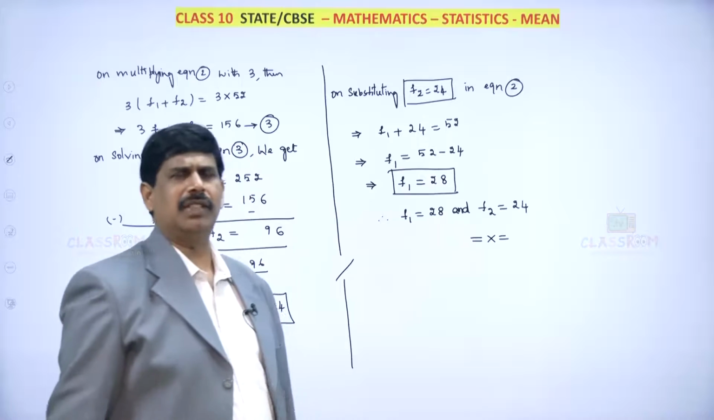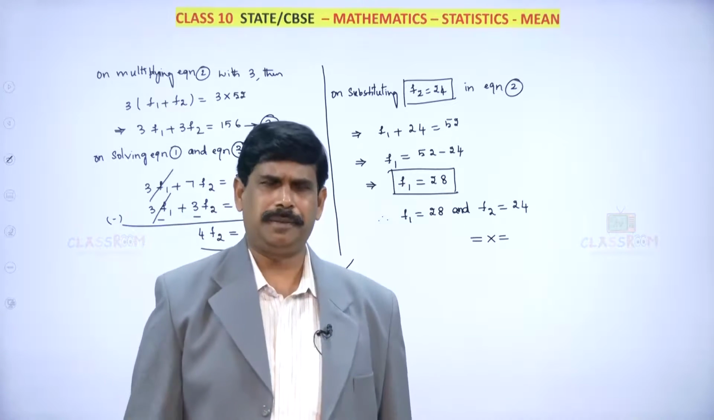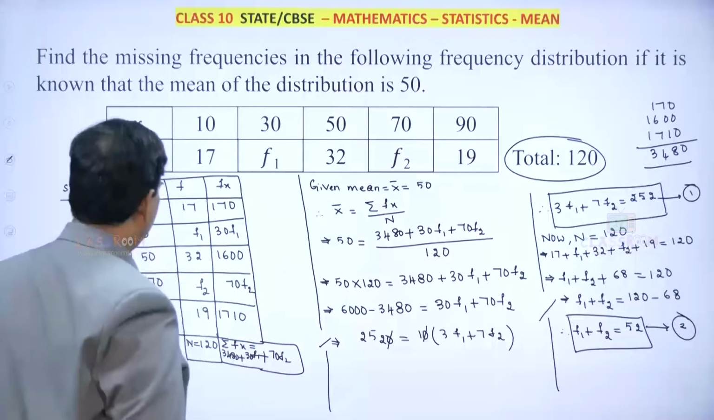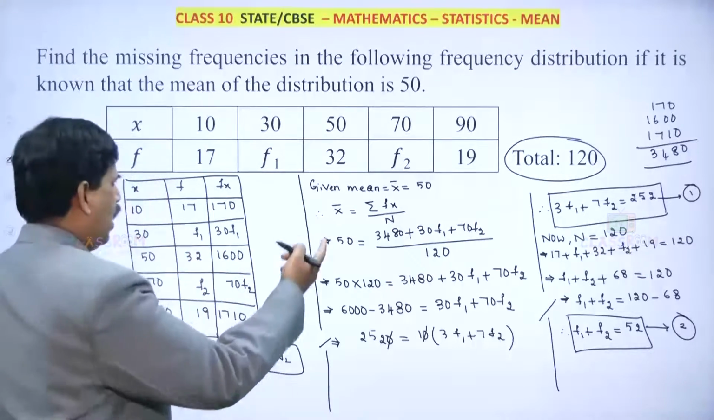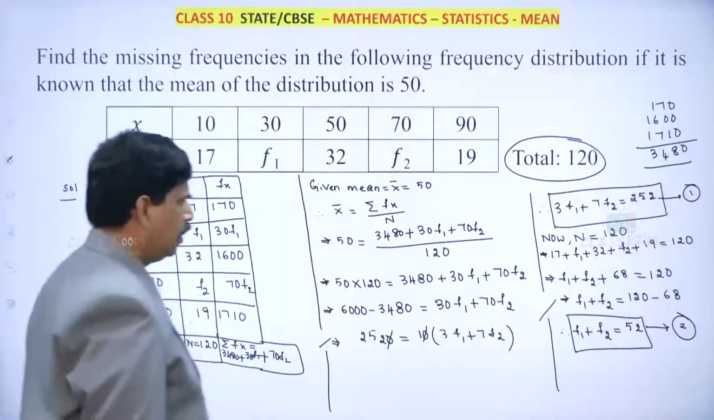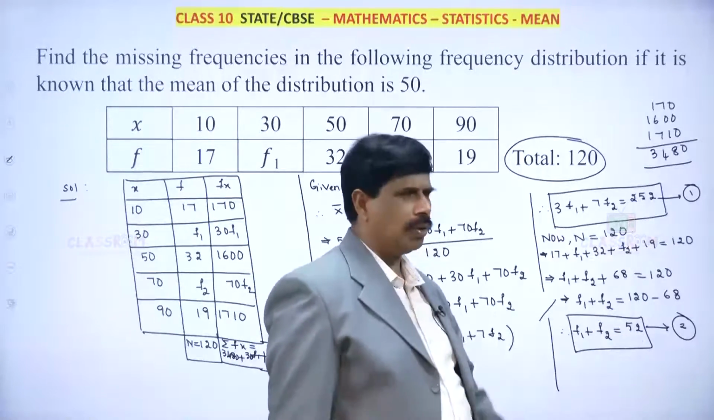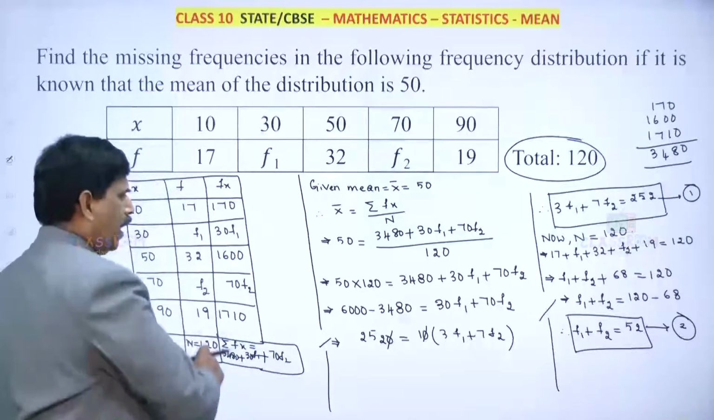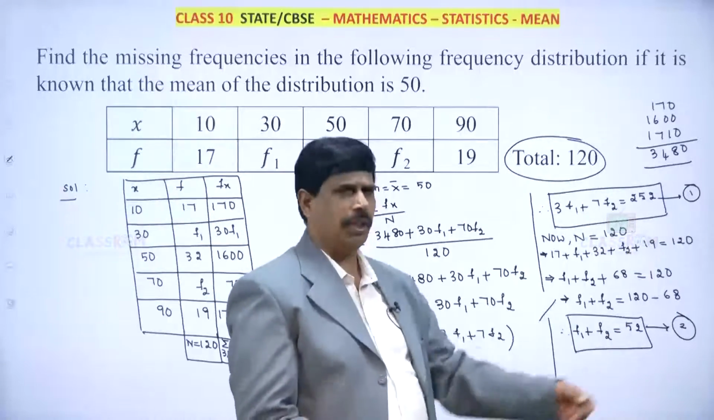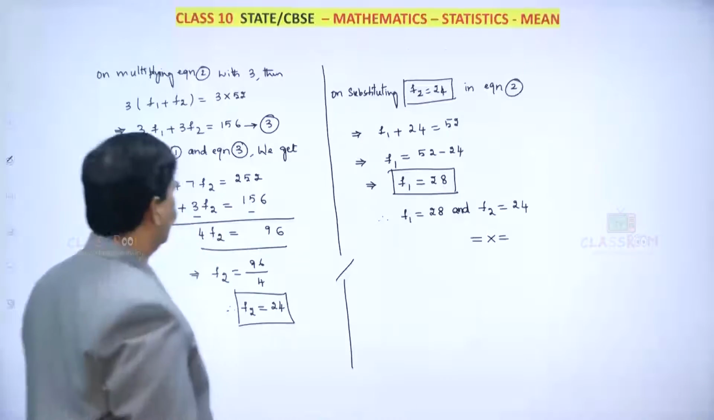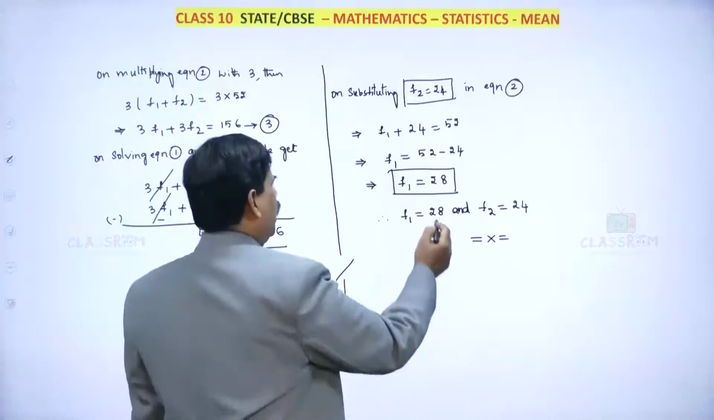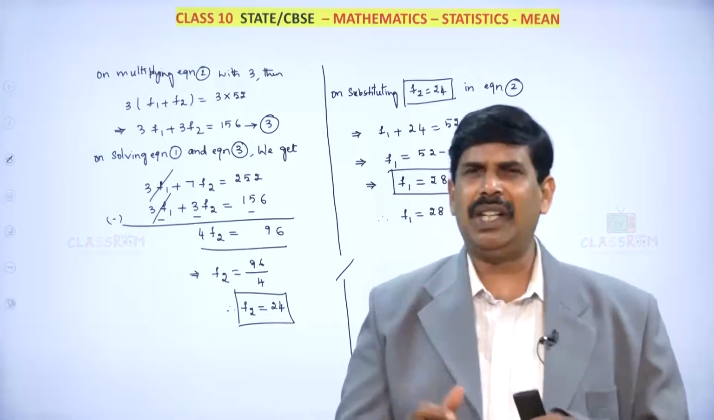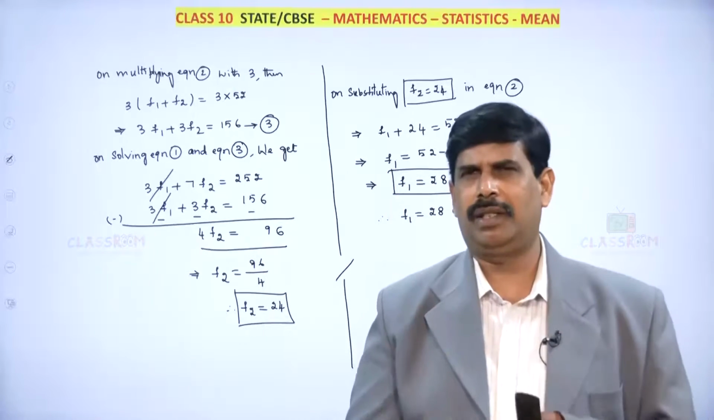So you can verify your answer, children, whether this is right or wrong. How? You have a problem here. 17 plus f1 plus, see, this is what you have got. On simplifying f1 plus f2, you got it 52. After adding all the frequencies, your f1 plus f2 is 52. Let us see now whether it is f1 plus f2 is 52 or not. 28 plus 24 is 52. Is it clear?